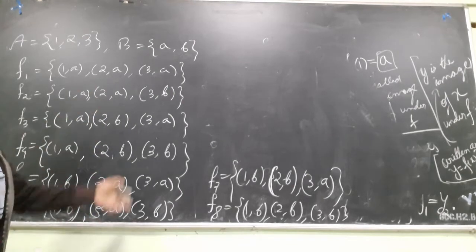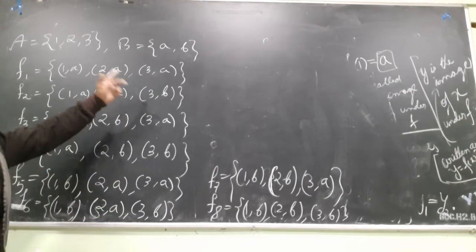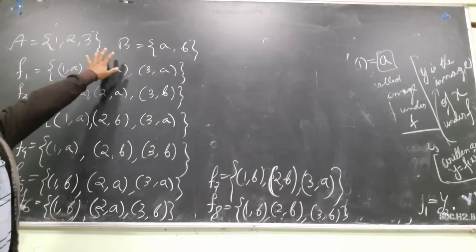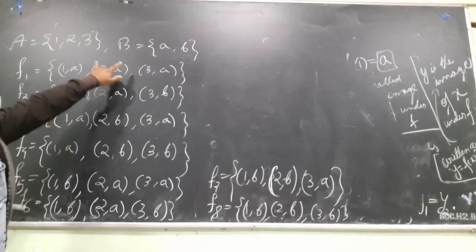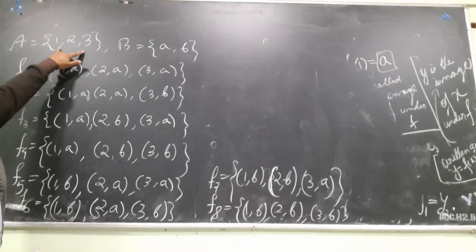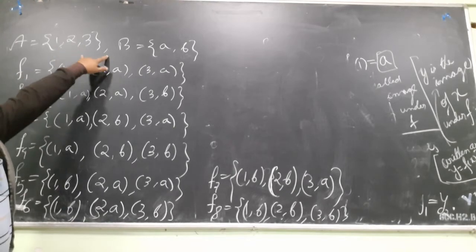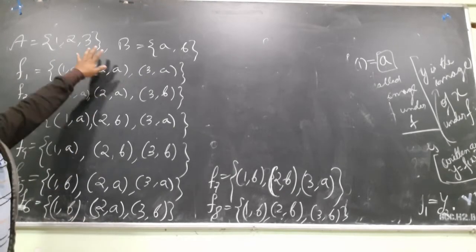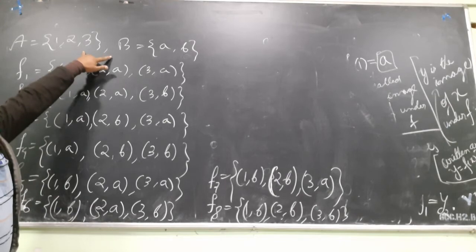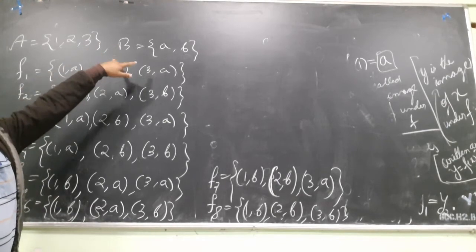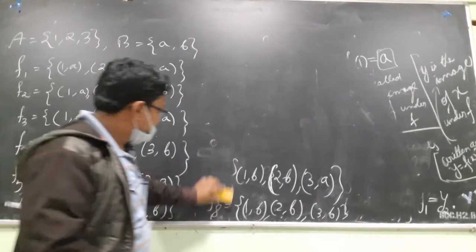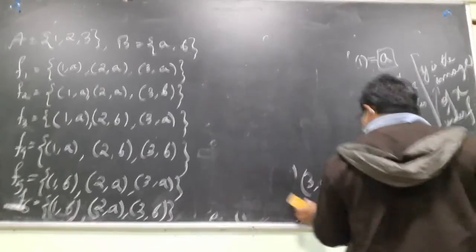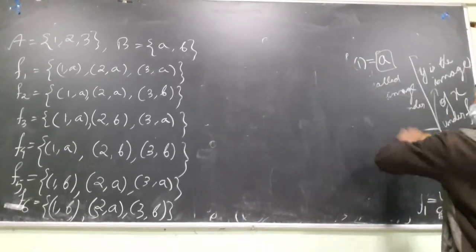But the listing is difficult if there are more elements. So we have to find a system to know the exact number of functions. Can we apply the multiplication rule here? How can I apply the multiplication rule to know the number of functions from A to B?